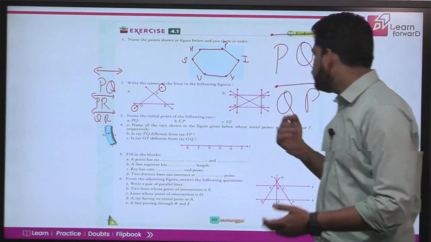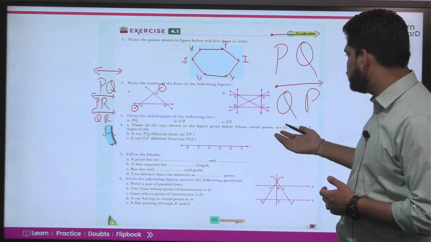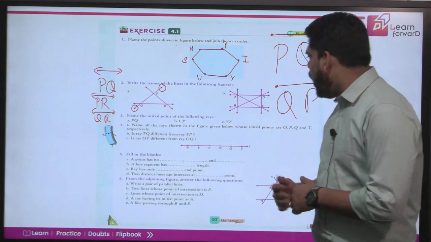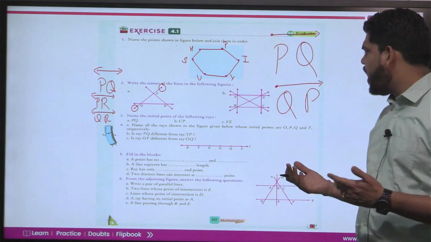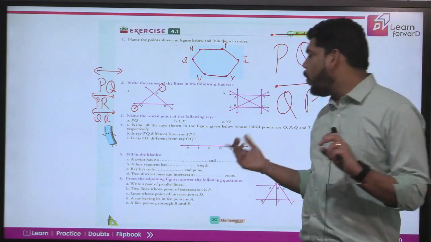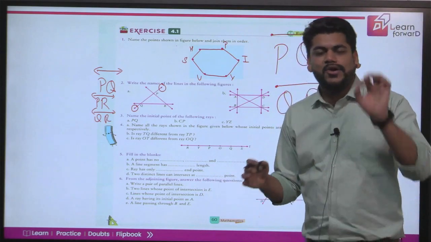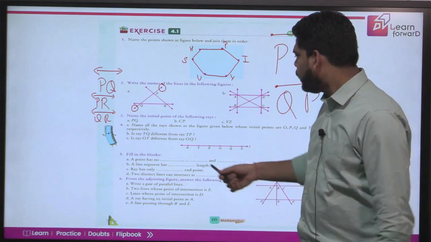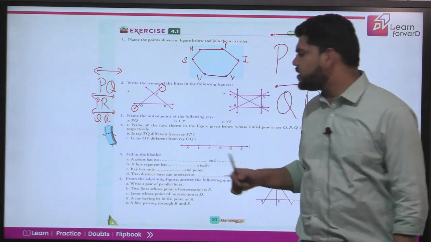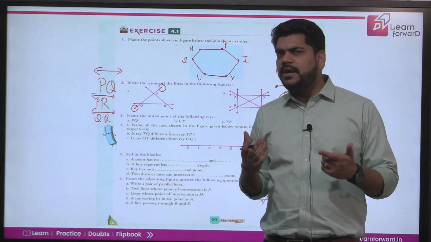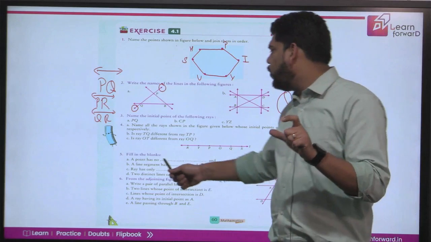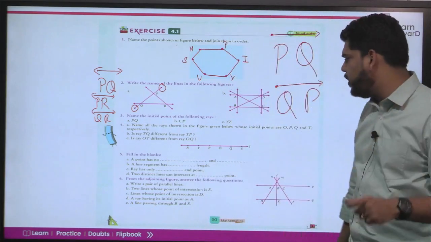Name all the rays shown in the figure given below. I guess you will be able to do these questions. Let's do the fill-ups. A point has no dash and dash. A point has no size because it's the smallest part, and it has no dimension. A line segment has length. A line segment has a specific, definite length. Because it's a segment, it's measurable.